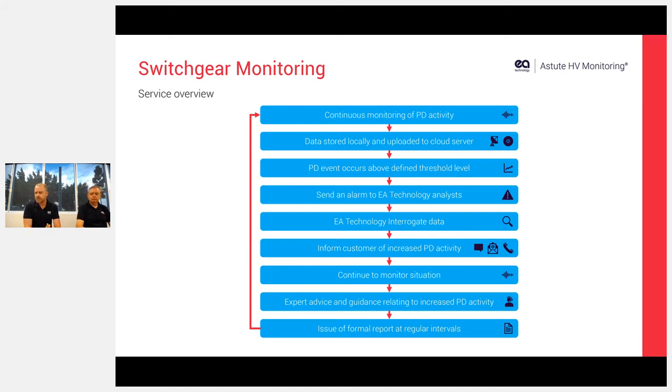Then we inform the customer, whether that be via email or phone call or however the customer wants to be informed. We then move from there and we continue to monitor the situation, until they can get a shutdown and have a look at it. All that time they receive the expert advice and guidance from us. They can ask us questions at any time. And we also give reports. So we will do reports at set intervals if that's how we want to set it up, or we can also do exception reporting, and that is effectively giving you a call when something's happening.